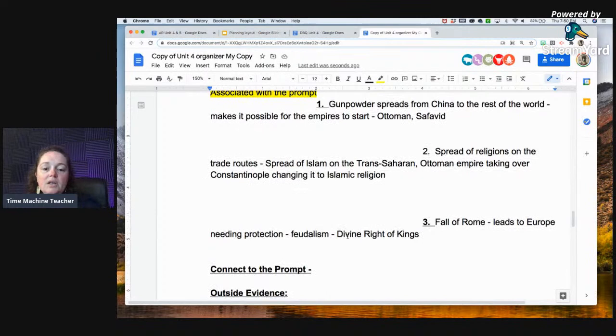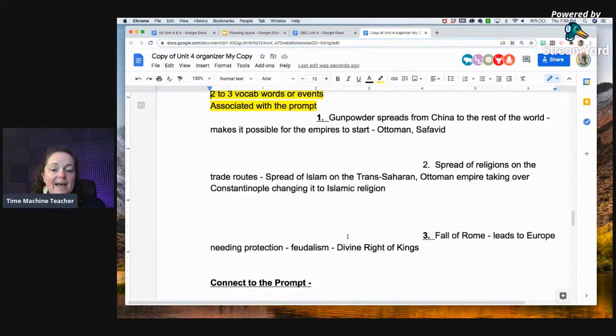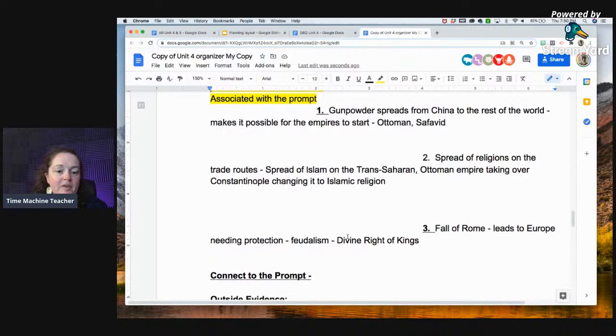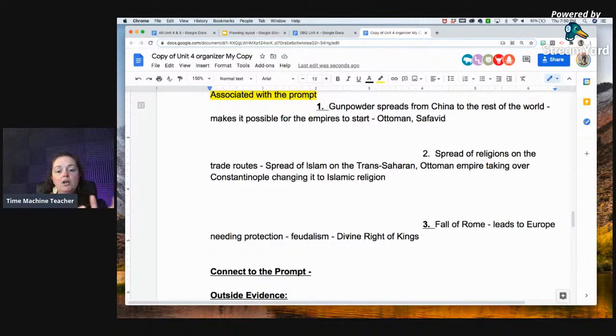During this similar time frame, the fall of Rome happens, and this will lead Europe into the need for protection, and they will turn to the feudalist system in order to get that protection. So then you have to tie it to the prompt somehow, and you're going to say all of this led to the need for emperors to somehow justify their authority.